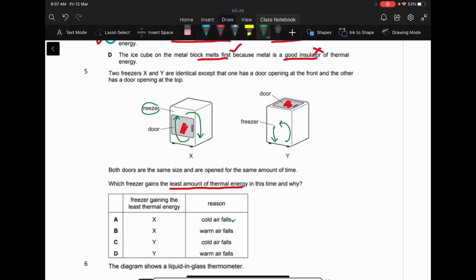Okay. Right. So KIV that one. B: freezer gaining the least thermal energy. Reason: warm air falls. Okay, this statement is wrong. So B is not the answer.